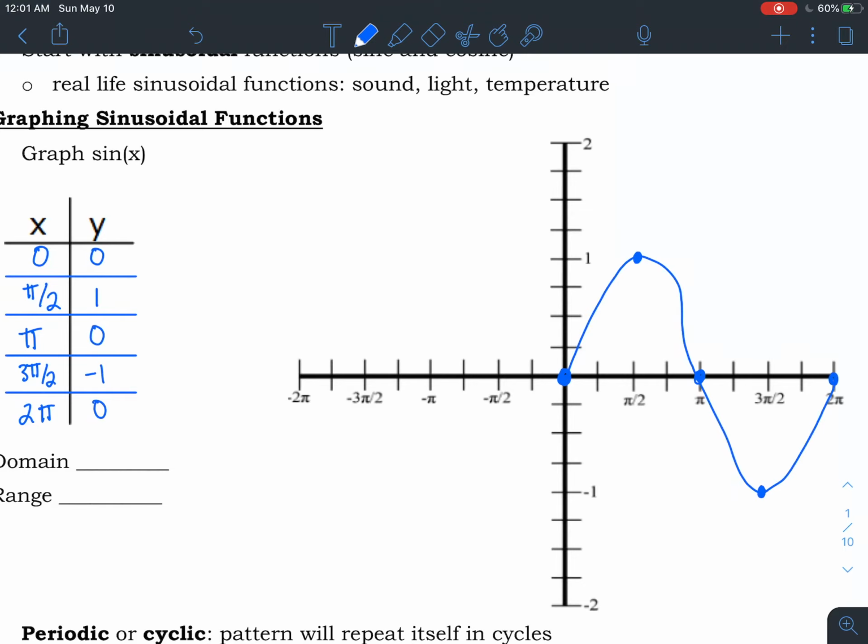It is a wave, so you do have what we call a crest, and we do have a trough, which is the highest point and the lowest point. Now, I just drew that section of it.